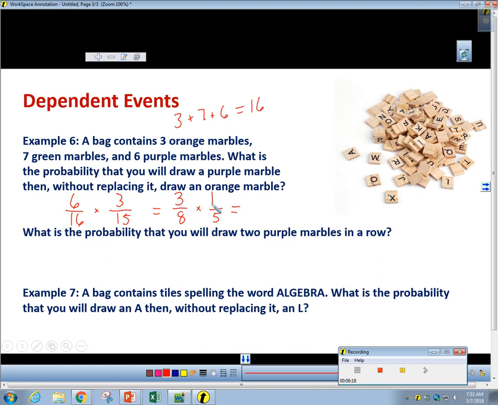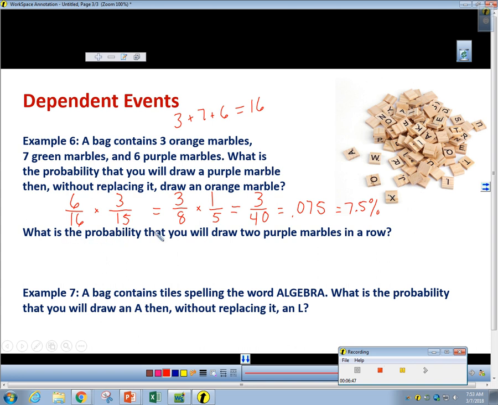And now I can take 3 times 1. I can take 8 times 5. That's 40. So I have a 3 in 40 chance of drawing a purple marble and then, without replacing it, drawing an orange marble. I'm going to go ahead here and make this into a decimal. That is equal to 0.075 or 7.5%. So I have a 7.5% chance of getting that combination of marbles.